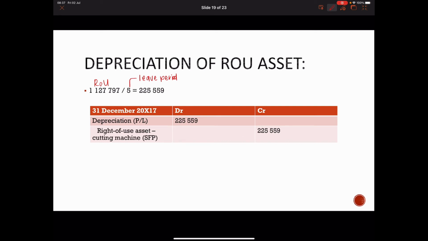But in this case, there was no purchase option and the ownership does not transfer, and therefore you divide it by the lease period of 5 years. So that gives you the depreciation for the year. You debit depreciation and credit the right of use assets, cutting machine.